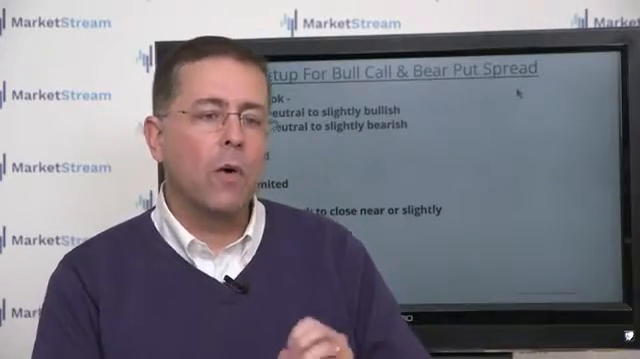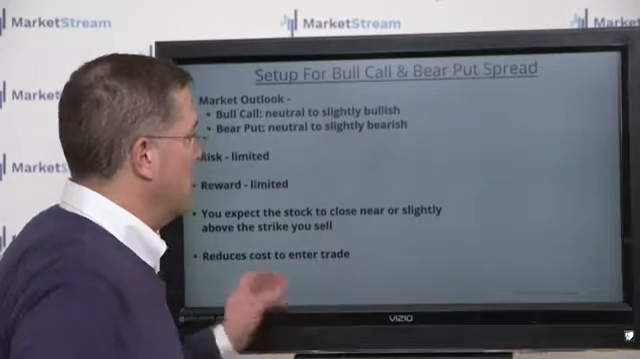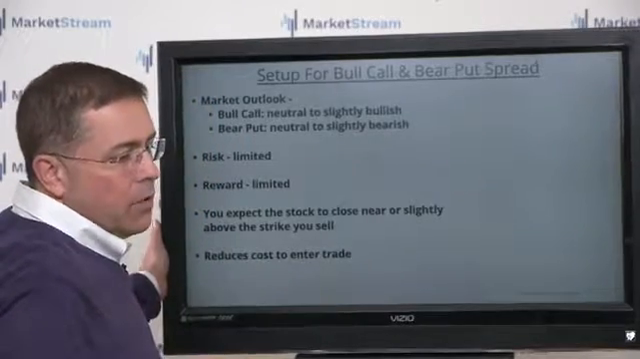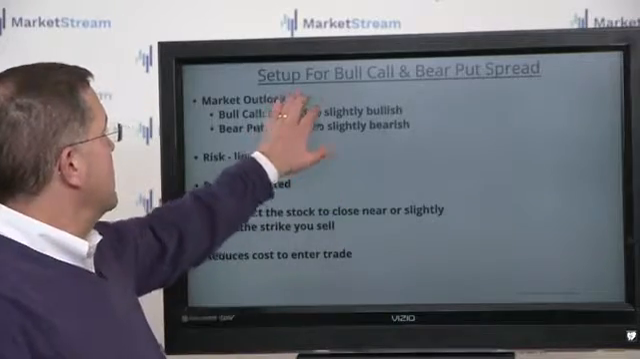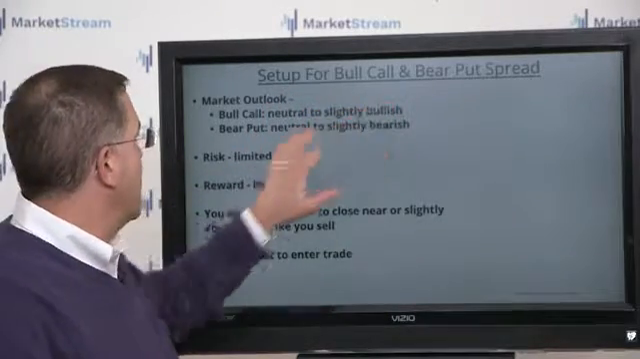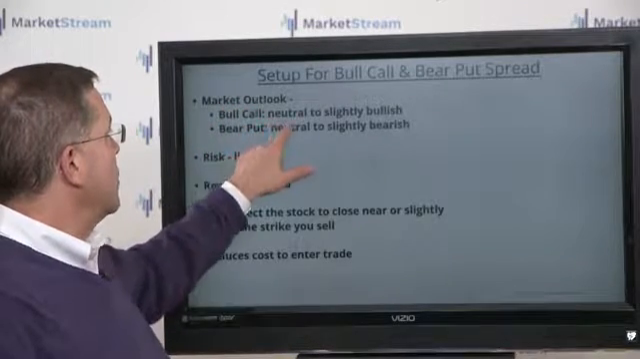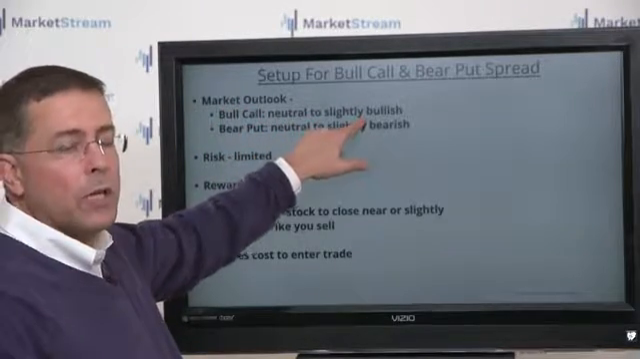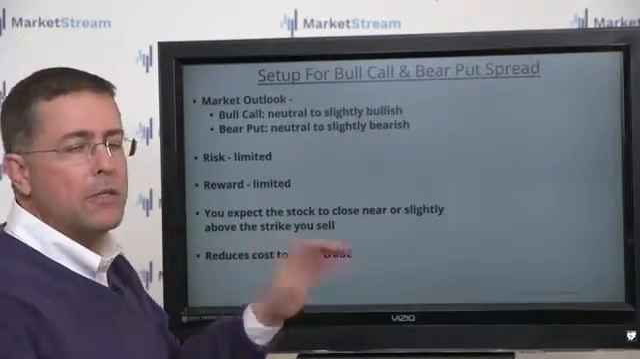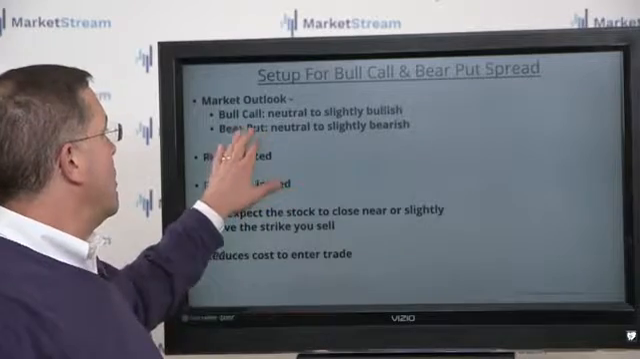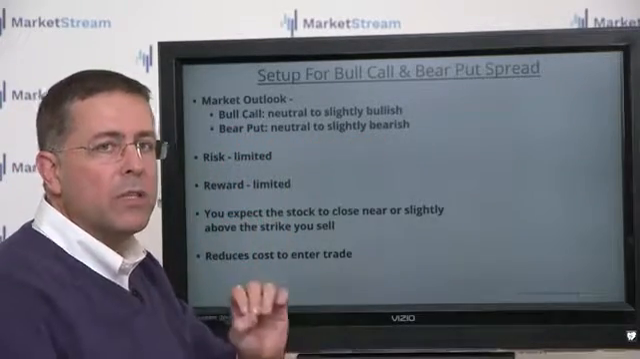Before we get started, we want to look at some of the critical elements of setting up a strategy of this nature. Right now we're just taking a look at the critical elements, and you can see the setup for a bull call or a bear put is pretty straightforward. Your market outlook on the bull call, you're neutral to slightly bullish. If you're really bullish or just barely bullish, there are other strategies that could be more optimal. For a bear put, you're neutral to slightly bearish. Remember, I'm using the term slightly bearish.